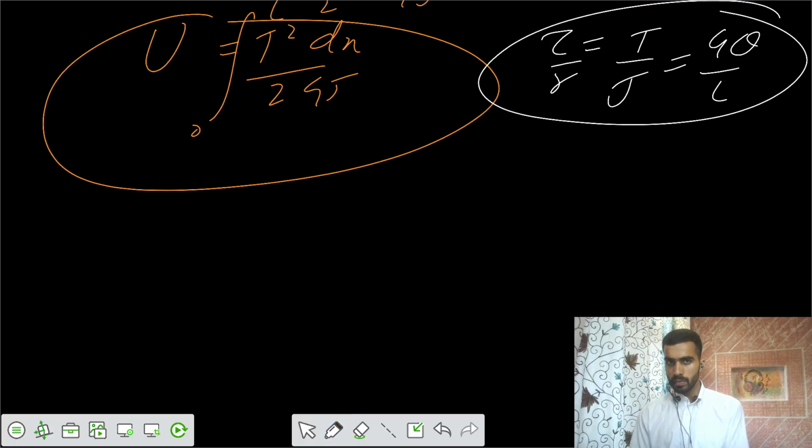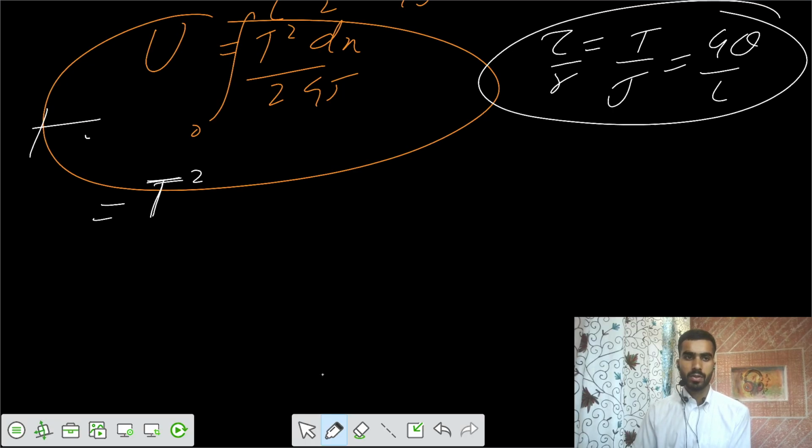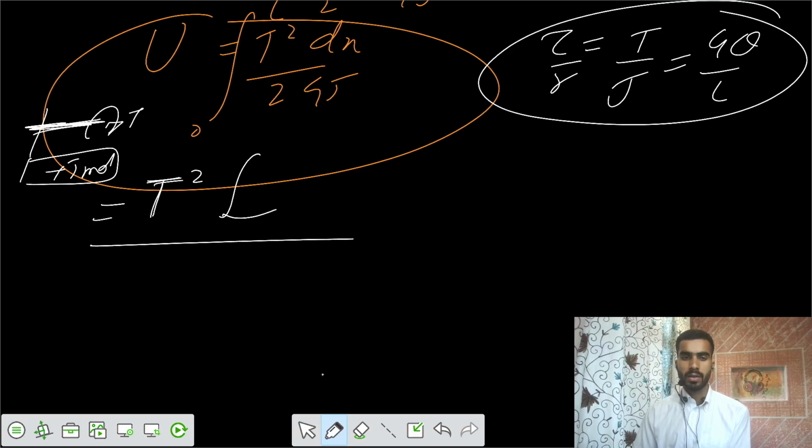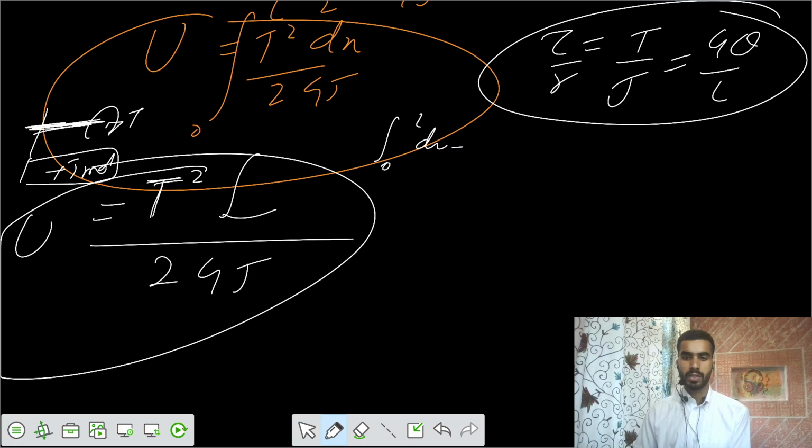Now you can do one thing. Let's integrate it. T is constant, a constant function T for the entire section. So I would write T squared, and the integral of dx from 0 to L is L. So T squared L by 2GJ, that's your strain energy. You got this equation 1.